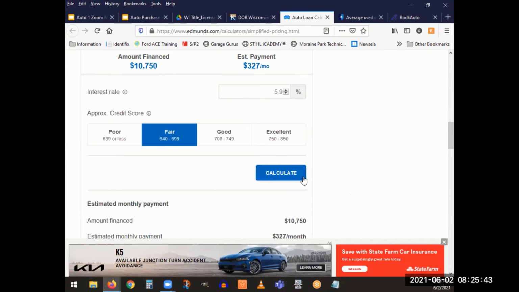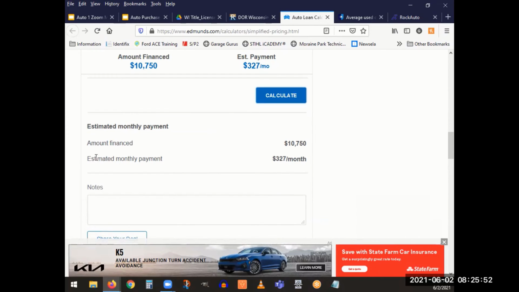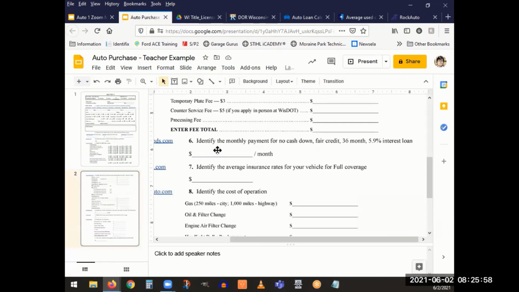You hit calculate. Okay. Well, I guess it calculated this already for me. So I would say, all right, my estimated monthly payment, $327 per month. So I would again come back in here, type in 327 in that case. And you might say, oh man, that's kind of cool. I can totally afford that.